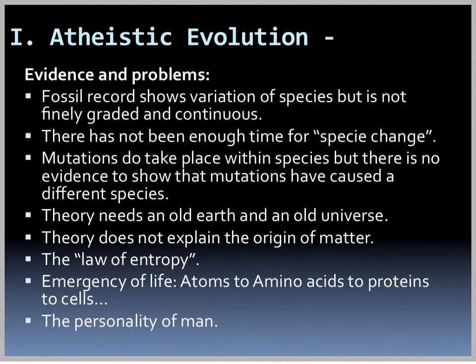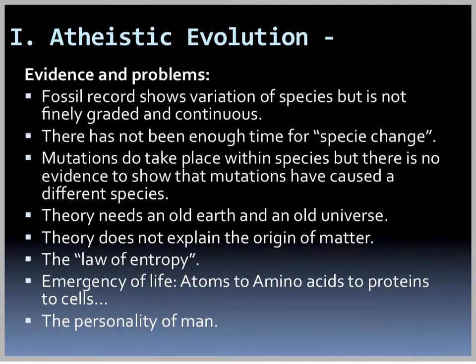The fossil record shows variation of species, but it's not finely graded or continuous. There really hasn't been enough time for the species change that is given in atheistic evolution. Mutations do take place within a species, but there's no evidence that mutations have caused different species. The theory needs an old Earth and an old universe. The theory does not explain the origin of matter, only how things on the Earth have changed.